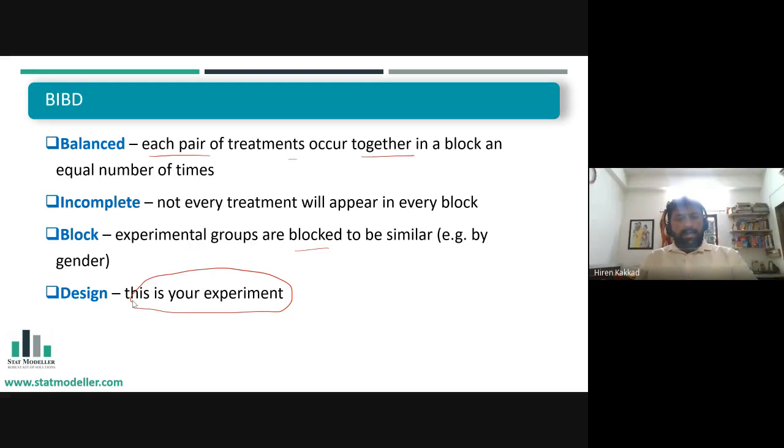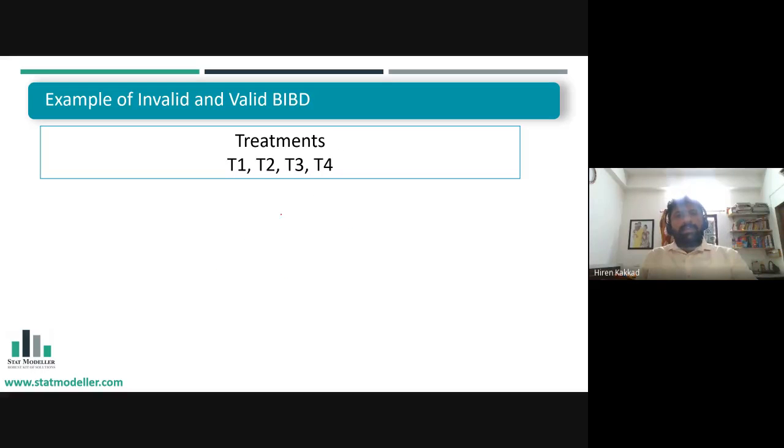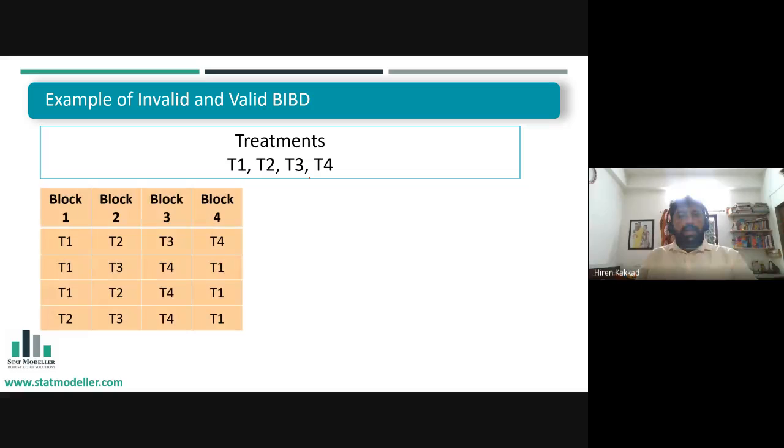Now let us have a look at what is balanced and what is imbalanced, or you can say what is a valid and what is an invalid BIBD. Here I have, let's say, four treatments 1, 2, 3, and 4, and four blocks 1, 2, 3, and 4. I have randomly assigned some of the treatments. So here T1, T1, T1, and T2. Here T2, T3, T2, T3, likewise it is assigned, and here also it is assigned randomly.